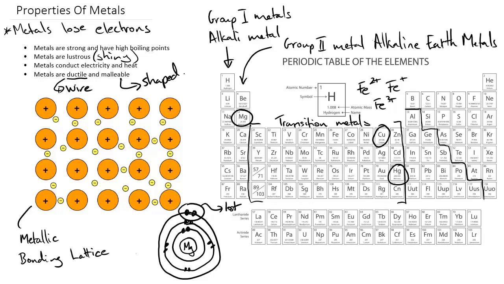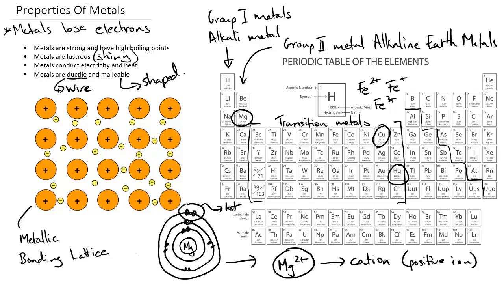Okay, so what ends up happening is that once those 2 electrons are lost, the magnesium becomes Mg2+. Now this is known as a cation. A cation is a positive ion. Okay, so it's got a positive charge. Now have a look at how this lattice is formed. So metals always will lose electrons. That's the definition of a metal. A metal will always lose electrons.